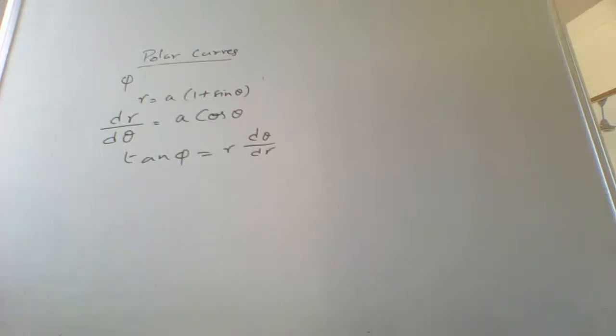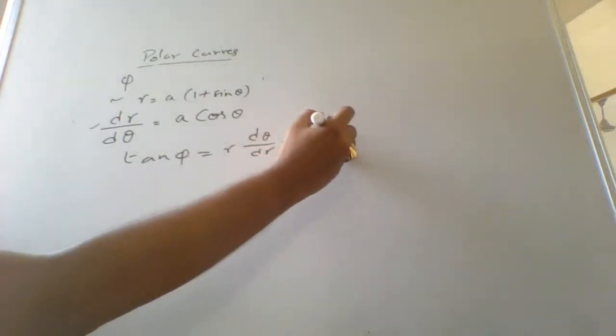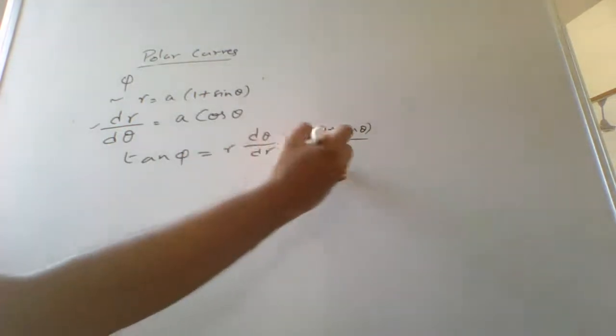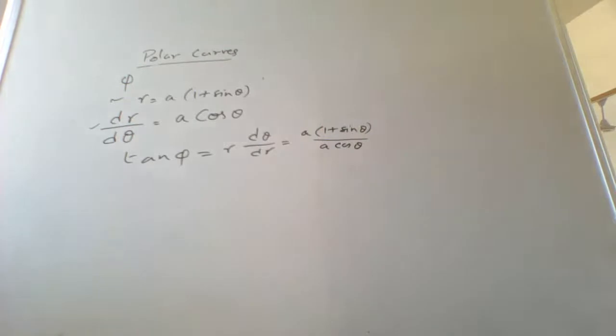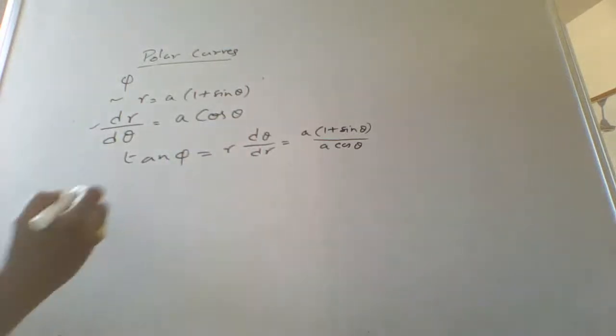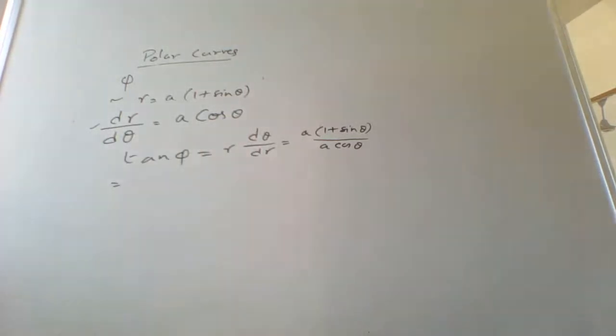So let us substitute. We know what r is and what dr by d theta is. When I substitute this, I get a times 1 plus sin theta over a times cos theta. Since a and a get cancelled, I'll be left with 1 plus sine theta, and in the denominator I have cos theta.